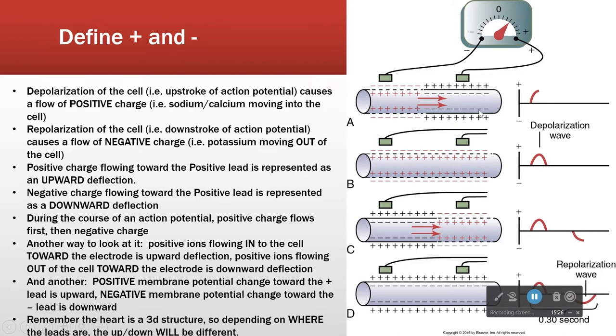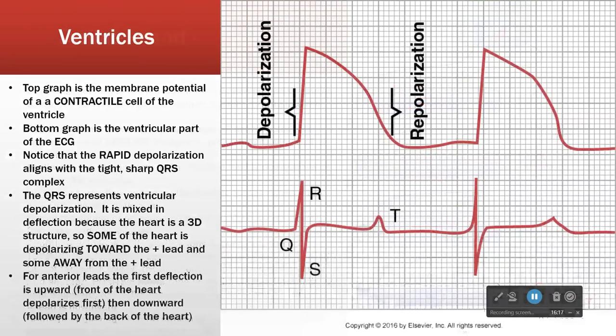Now, let's do the opposite one down here. Okay, if we have negative charge moving towards the positive lead, then we get a downward deflection. Okay, so a positive deflection is positive charge moving towards a positive or negative charge moving towards a negative, right? If we're talking about the opposite, negative moving towards positive or positive moving towards negative, that's where we get our downward deflection, okay? I've given you a bunch of ways to look at it depending on how your brain works, and I'm not going to go through each of those, but essentially that is the short version. Positive moving towards positive gets us a positive deflection. Negative moving towards negative gets us a negative deflection.